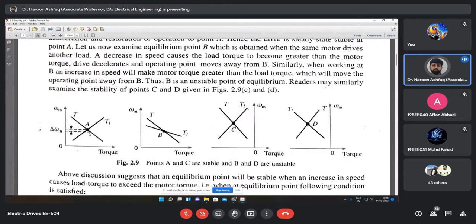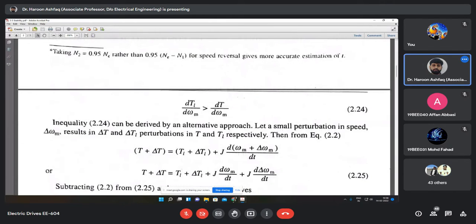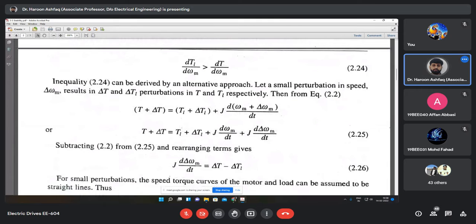So how to check this stability is the very same old thing: you provide a disturbance to that motor load system, in terms of speed, a very small speed disturbance at that operating point, or the point of intersection of the speed torque characteristics of the motor and the load system, and you check whether the system is stable or not. If it comes back to the same condition, then you consider it to be stable.